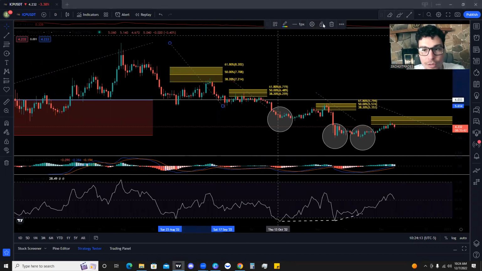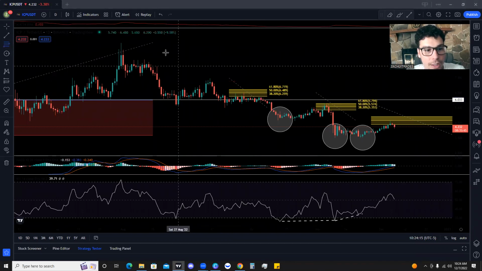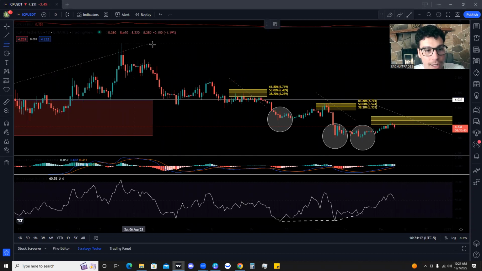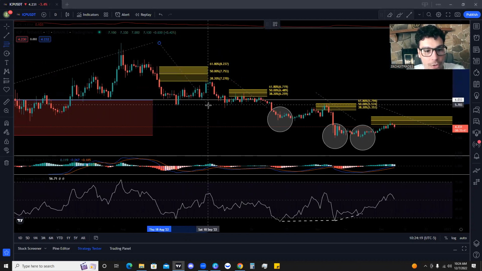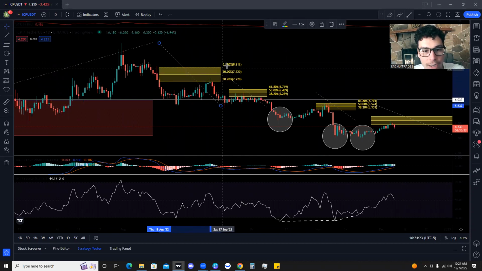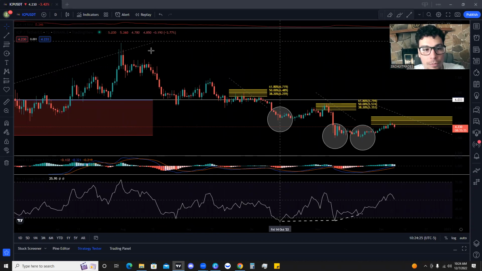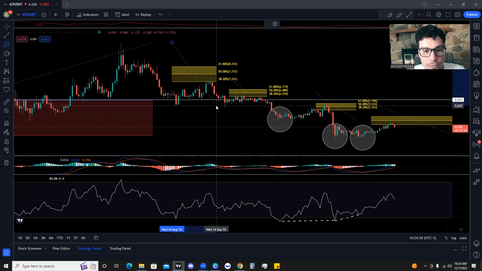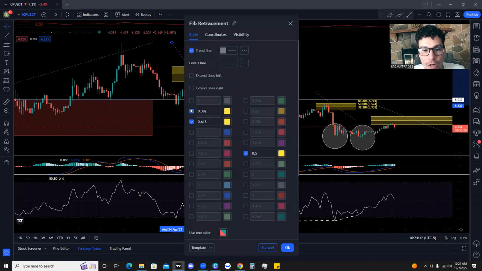Just to give you guys a visualization, you would click it here, connect this swing high up here down to your swing low, which is right here, and you just connect them together. I already have these three selected, but what you would do is come in here and hit the settings button. It gives you all these different numbers. You would unclick all of them except the 0.5, the 0.618, and the 0.382.